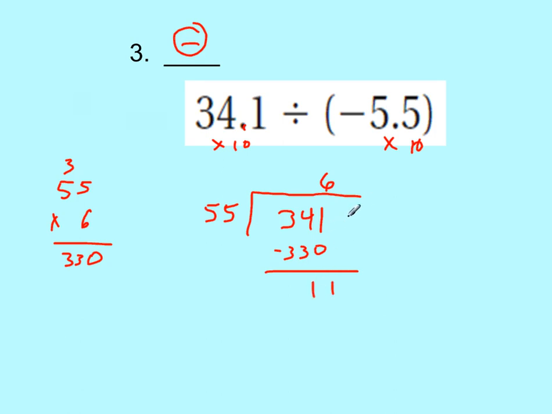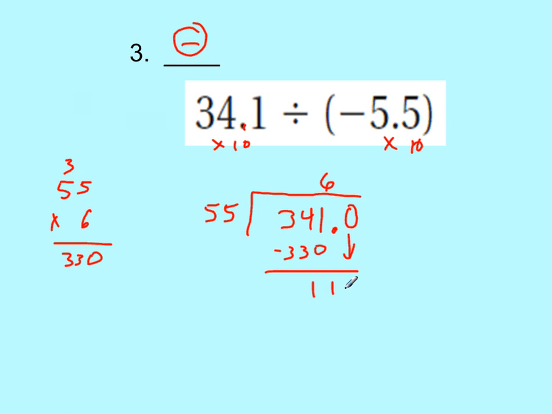Now to continue my division, I no longer do 6 remainder 11. That doesn't work now in pre-algebra. What we're going to do is continue our division problem by putting a decimal and a 0. Remember, 341 is equal to 341.0, and I can put as many zeros on here as I want to continue my division problem. So we put that 0 on, and before we can divide, we've got to bring down the 0.